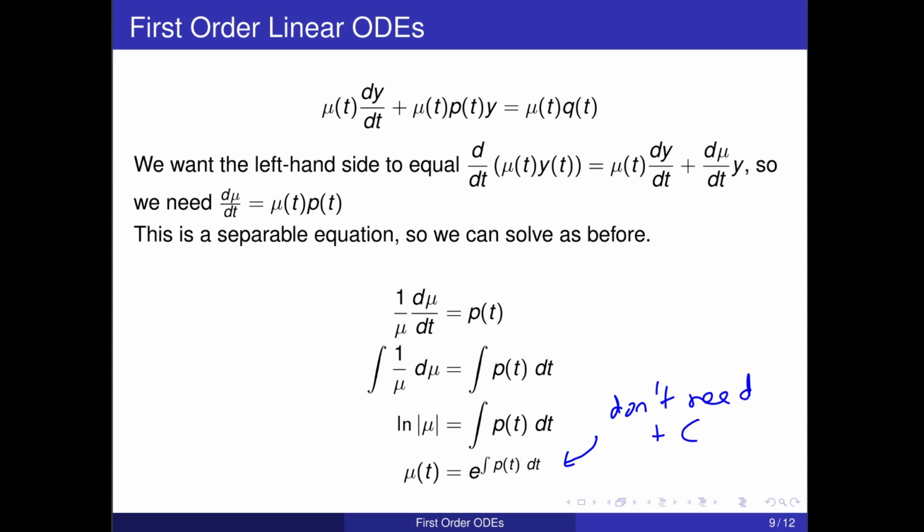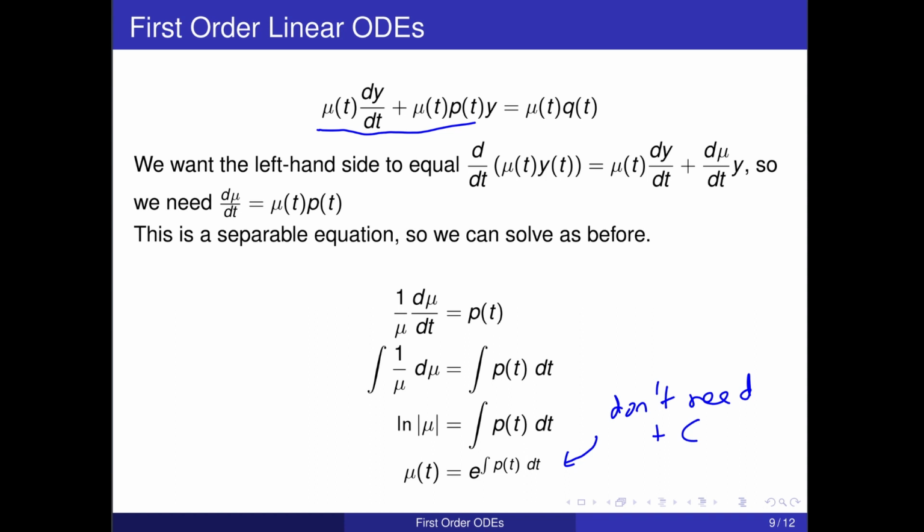So we don't need to include this plus c with our integral, or a c multiplying this exponential, because we just need one function mu of t that will allow us to solve our differential equation. So as long as we choose some function mu of t that makes this left-hand side into some product rule expression, then we can just integrate both sides.